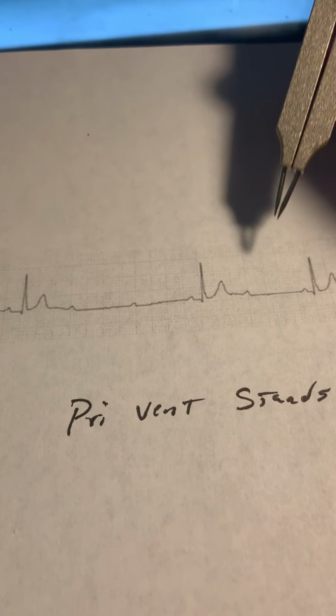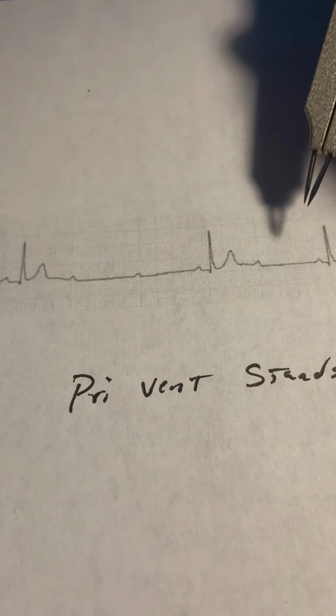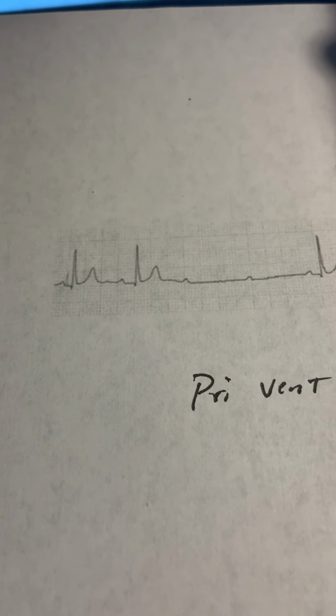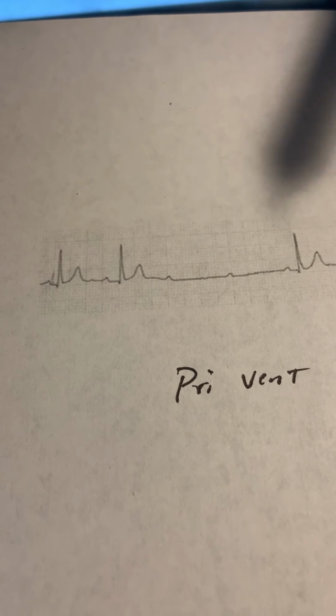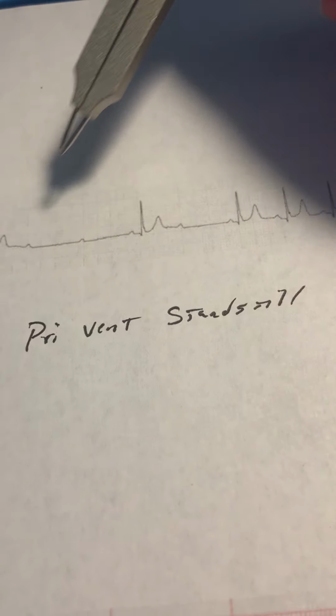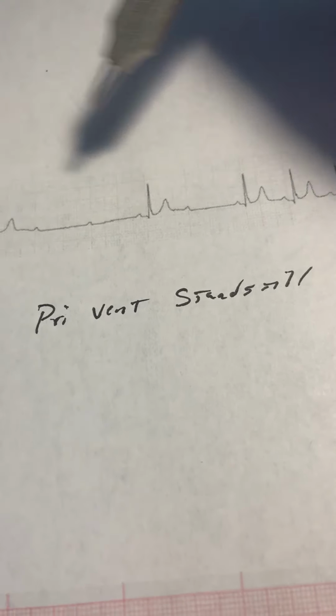So this is what that looks like on a monitor. And in extreme cases, which is the strip below it, you'll have nothing. If these people are symptomatic, pacing usually helps them. But that's what you'll see with primary ventricular standstill.